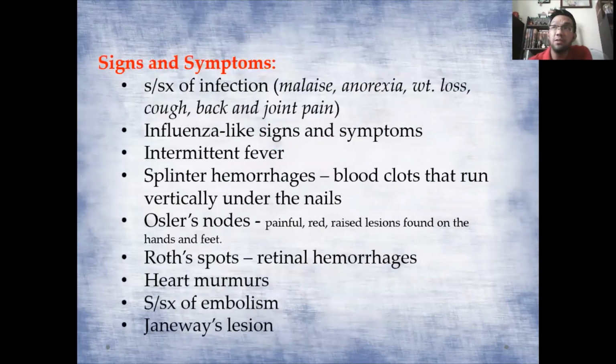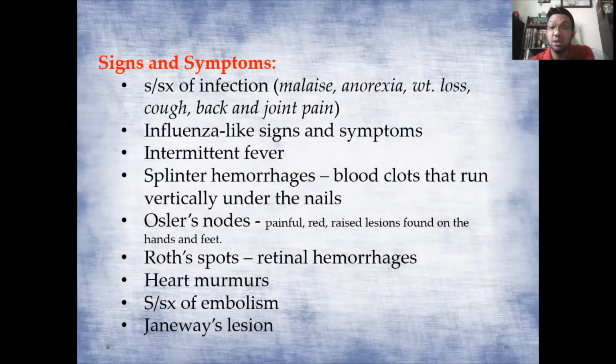Signs and symptoms of infection are evident for any patient who has had those microorganisms in their body, like malaise, anorexia or loss of appetite, weight loss, cough, back and joint pain. There are influenza-like signs and symptoms, so there may be cough, stuffy nose or runny nose, and so on. Intermittent fever is evident in a patient who has bacterial endocarditis.